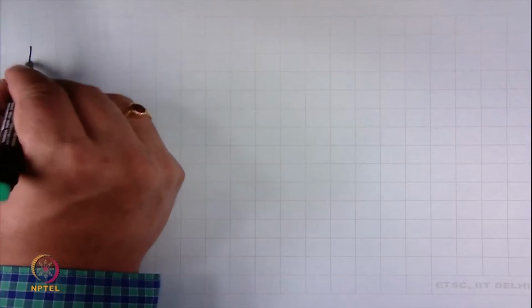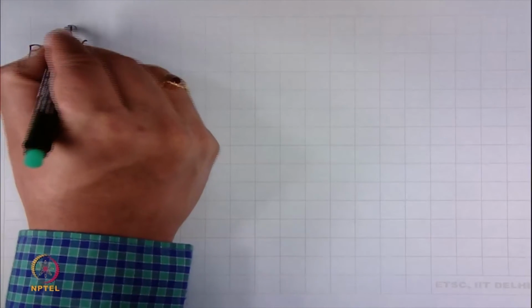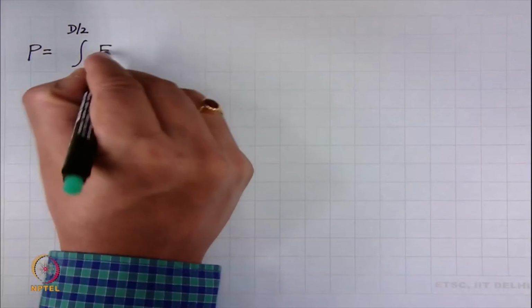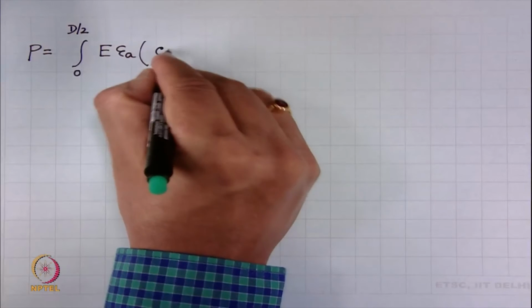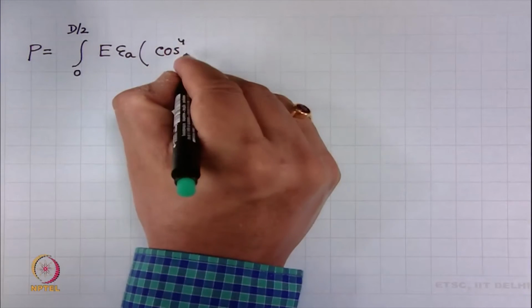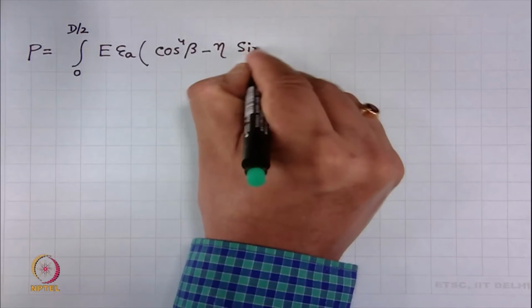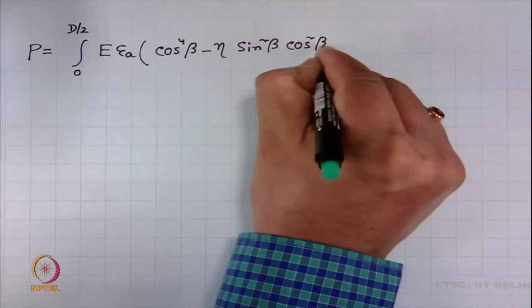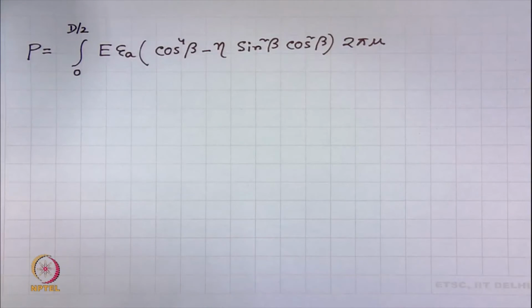So, P is equal to the integral from 0 to D by 2 of E into epsilon A cos to the power 4 beta, and so on, times 2 pi mu into r dr.